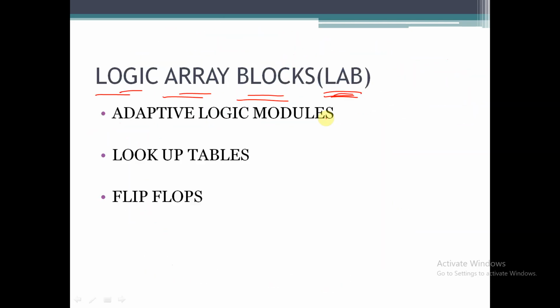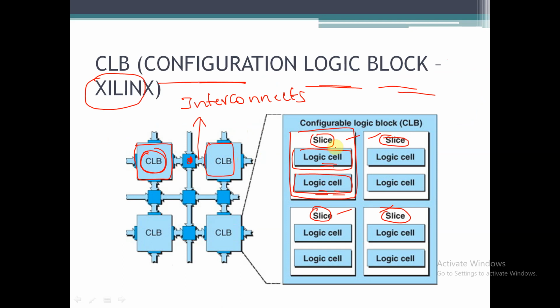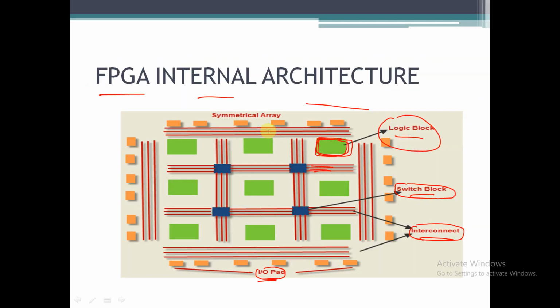With the help of the configuration logic block, we have seen only one block. There will be millions of CLBs inside our FPGAs. All together they will be connected with each other with the help of the interconnect. These red lines are called interconnects. You can see this. These interconnects are used to connect all the CLBs, and this switch block.